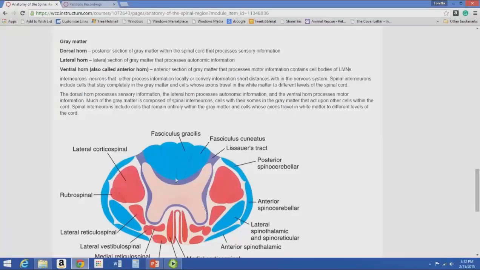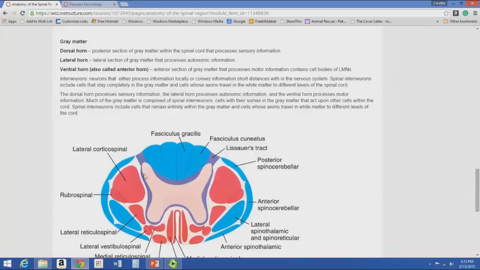So you can sort of start to visualize, if you were to have a partial spinal cord injury that affected the dorsal part, you would probably have more sensory effects and fewer motor. If you had something that affected the anterior side, you would probably have more motor and fewer sensory. And then, of course, a complete spinal cord injury, you're going to have motor and sensory issues.